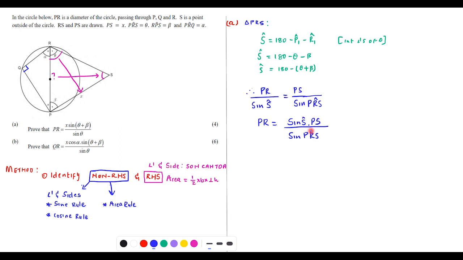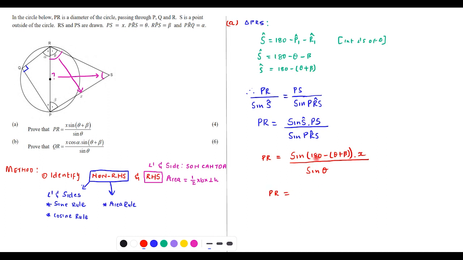Alright, now the only thing that I do now is, because I've seen my PR, I know where angle S is, where PS is, and what PRS is. All I need to do now is to substitute, right? So substituting, this is going to be sine of 180 minus theta plus beta, and then times PS, which is going to be x, over sine of PRS, which is theta.